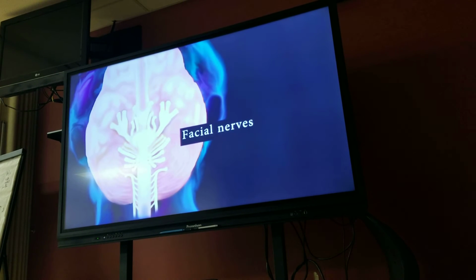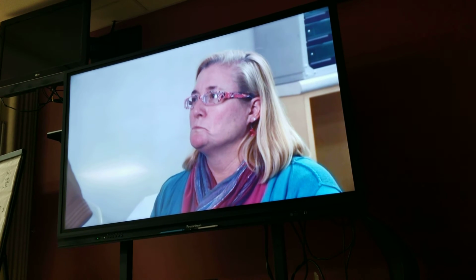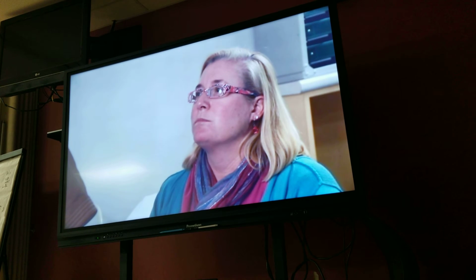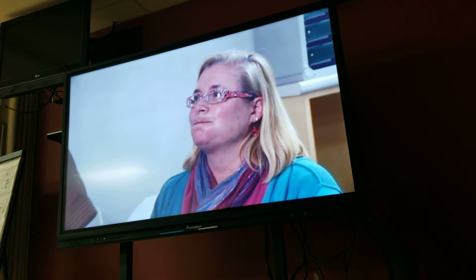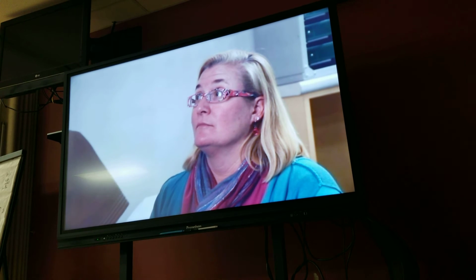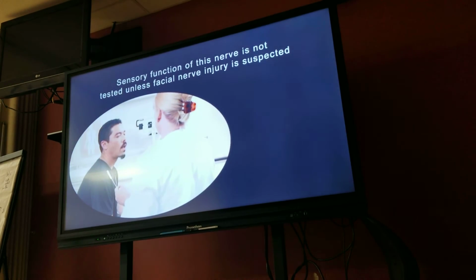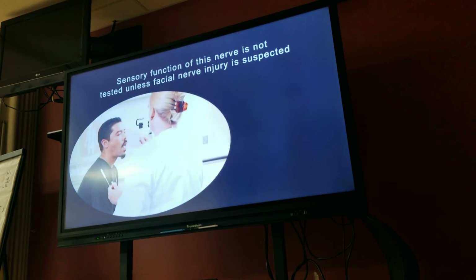The facial nerves are responsible for much of facial expression. Ask the patient to smile, frown, lift her eyebrows, show her teeth, and puff her cheeks. As she does this, look to see if the movement is symmetrical, asymmetrical, or reduced, and if there is any facial droop. Any of these can indicate weakness of the facial muscles, injury, or loss of function, such as from a stroke. Sensory function of this nerve is not tested unless facial nerve injury is suspected.